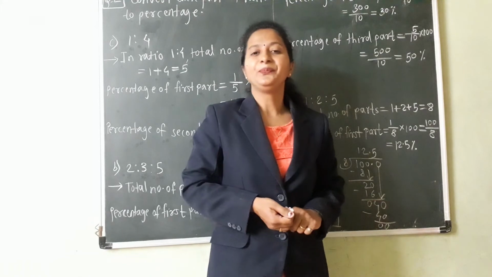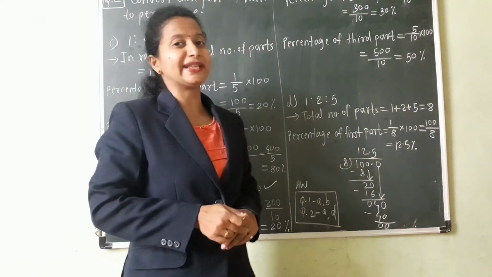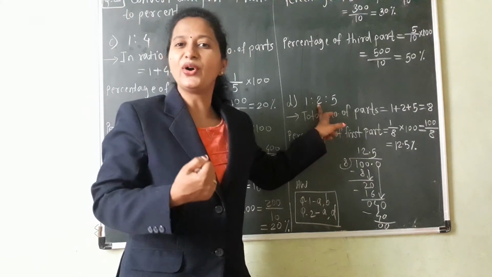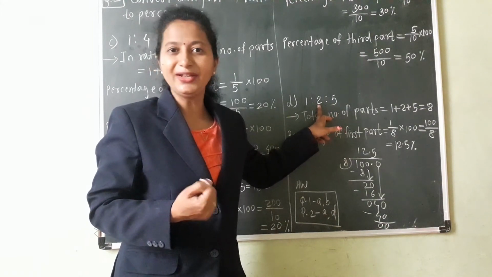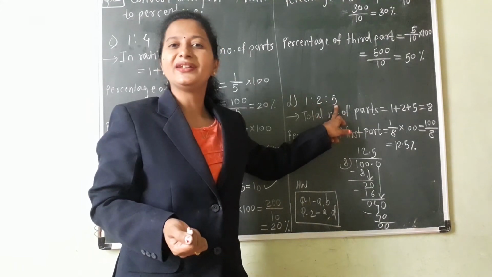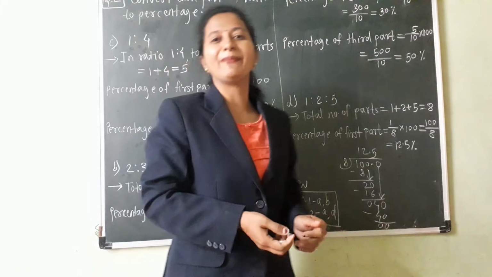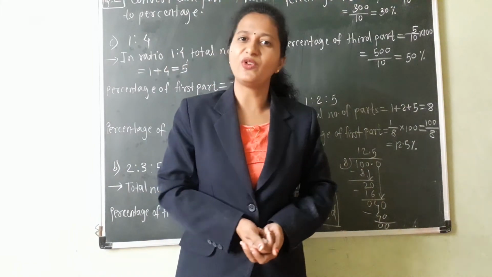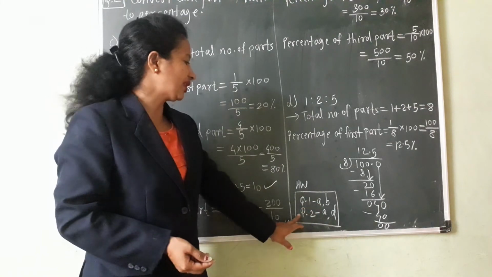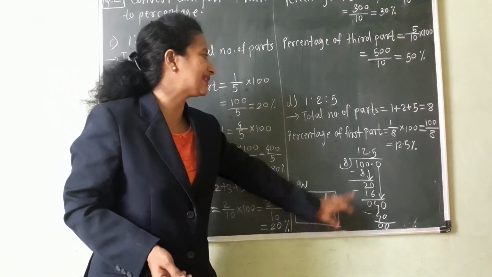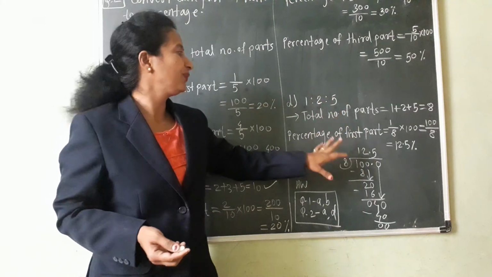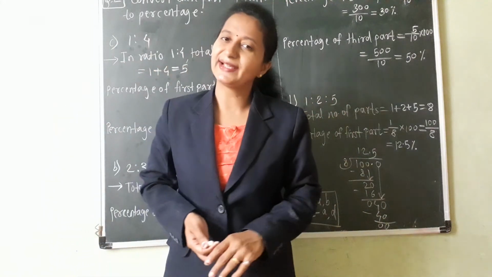In the same way you have to find the percentage for the second part. The second part is 2. So it's 2 upon 8 multiplied by 100. Do the calculation and find the answer. Percentage of the third part: it's 5 upon 8 multiplied by 100. So this will be homework for you. What is the homework? Question number 1, A and B sums. Question number 2, A and D sums. In the D sum, the percentage of the first part we have already found here. You have to find the percentage for the second and third part.